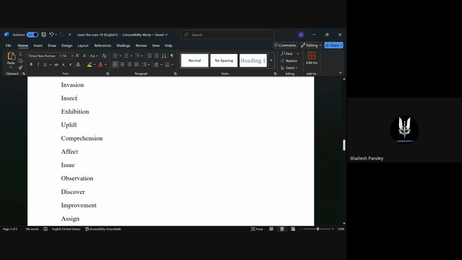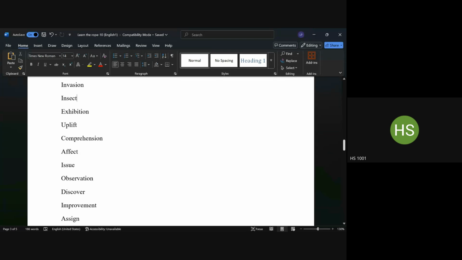Then exhibition. Second. Which syllable? Exhibition, bi, right? That is the one which will carry the stress because it's right before shan. Then uplift. Uplift will take it on the first.